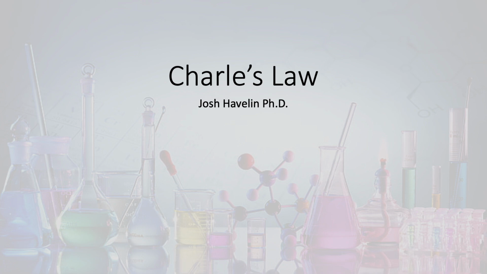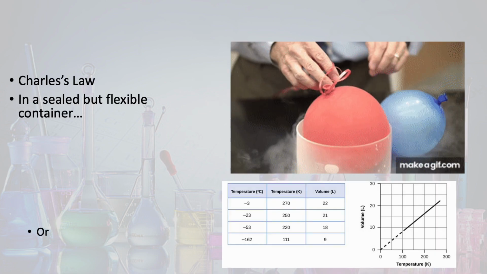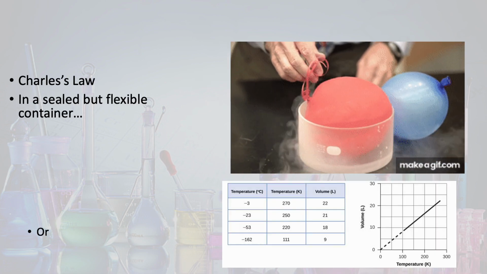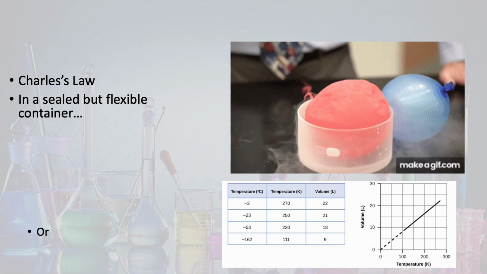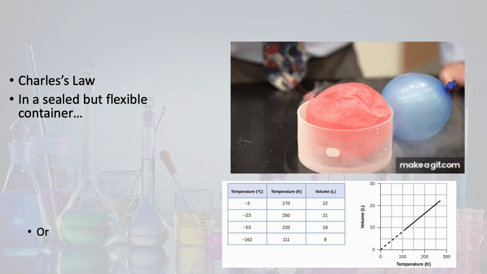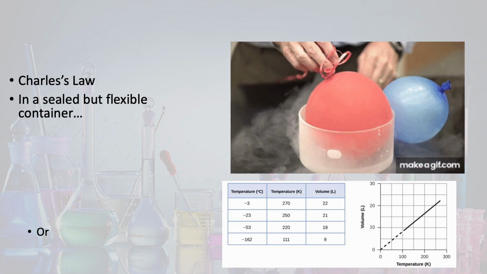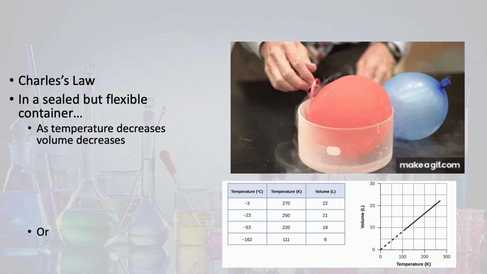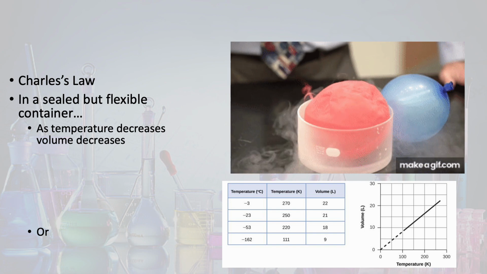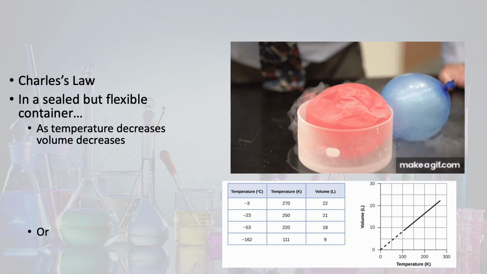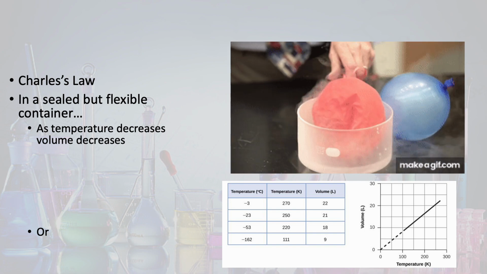In this short video, we're going to cover some of the basics about using Charles' law for our common gas laws. So Charles' law states that in a sealed but flexible container, as you can see going on over here in our balloon that's being bathed in liquid nitrogen, as the temperature of a gas decreases in a sealed but flexible container, volume will also decrease.